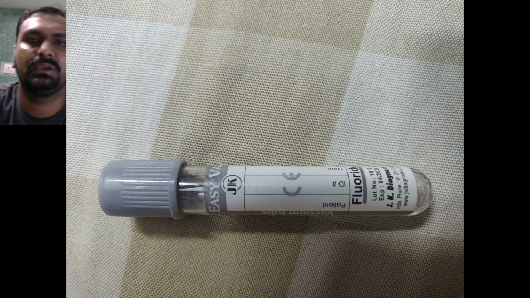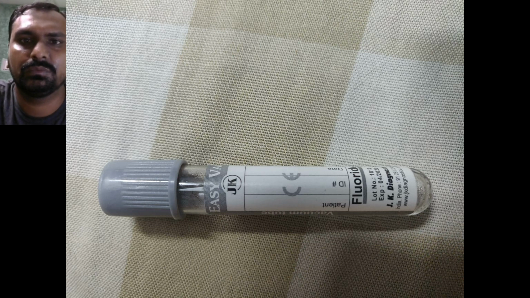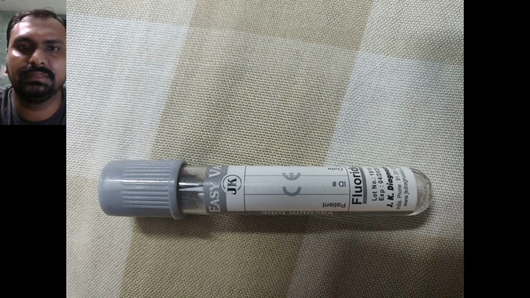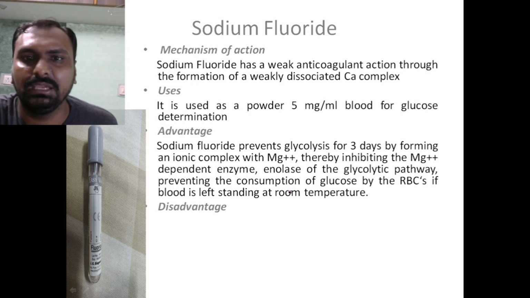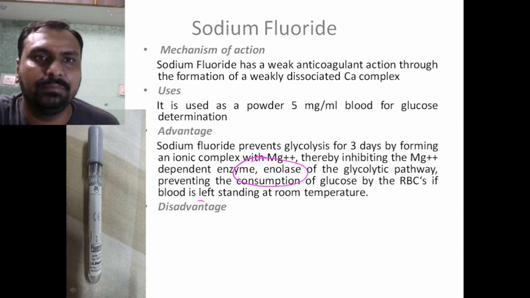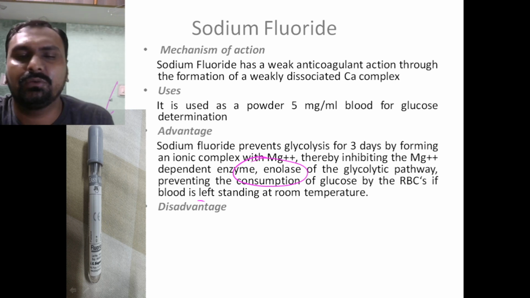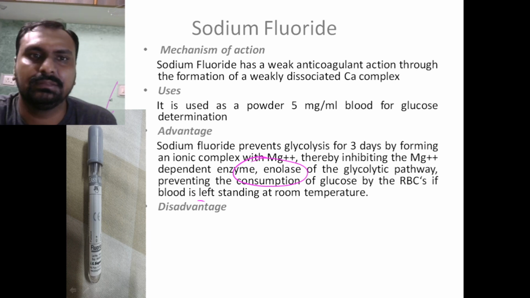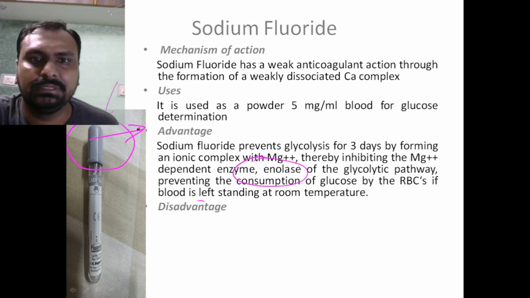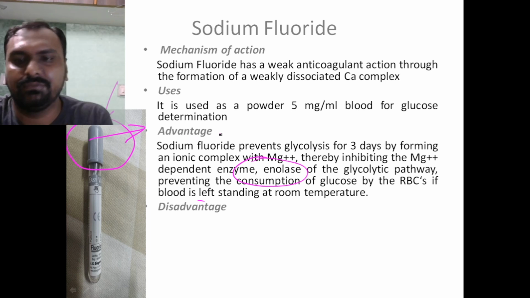And last, we have to take the blood in the sodium fluoride. So sodium fluoride, the fluoride ion is negatively charged, it will bind with the magnesium, and it will inhibit the enzymes that are related to the magnesium, like enolase in the glycolysis. It will prevent the glycolysis. If we take the blood in the plain tube, then with time glycolysis occurs and glucose level will decrease. So if we take the blood in the sodium fluoride vacuity gray cap, then we can inhibit the glycolysis, so the exact value can be achieved.